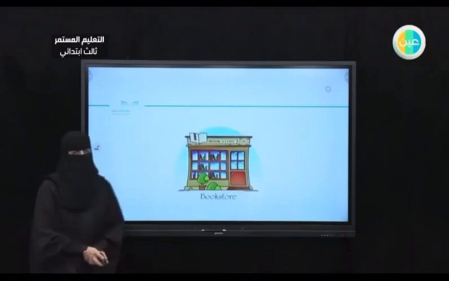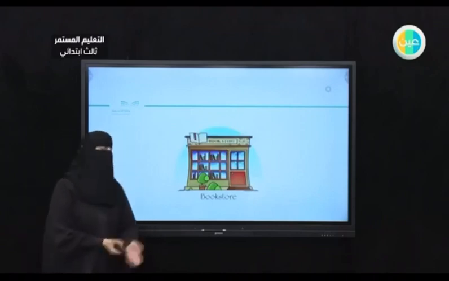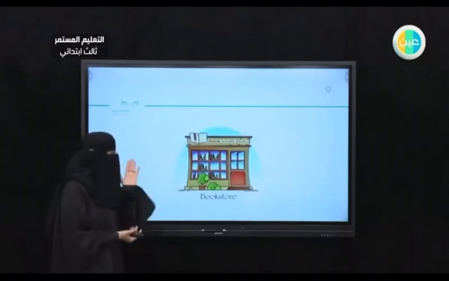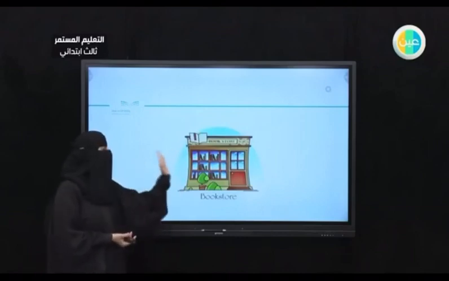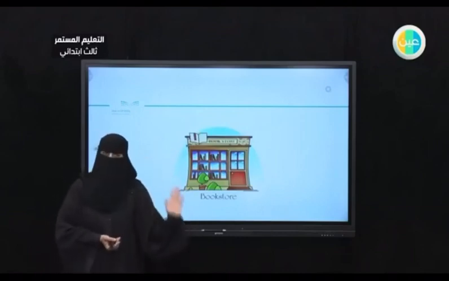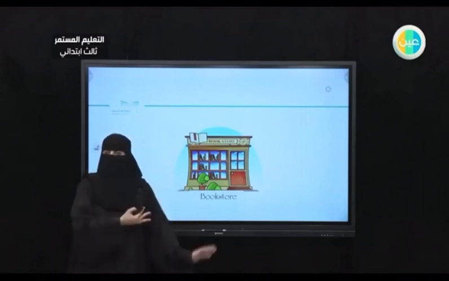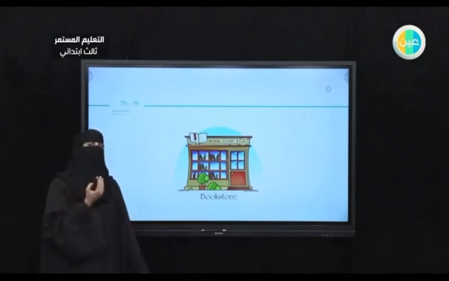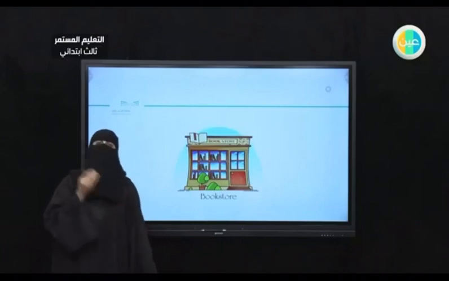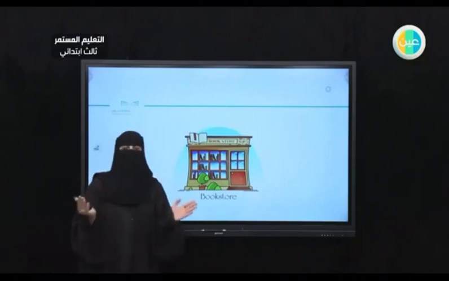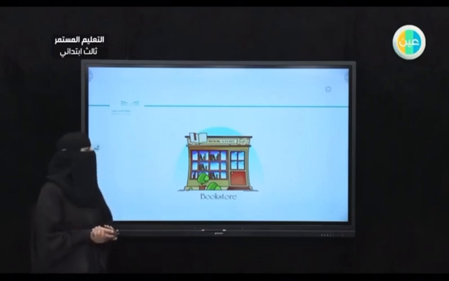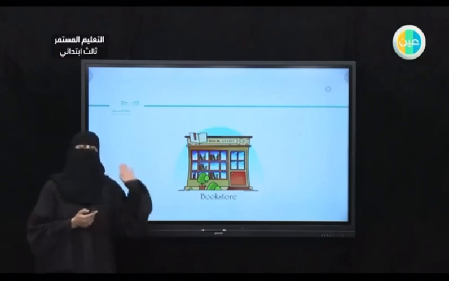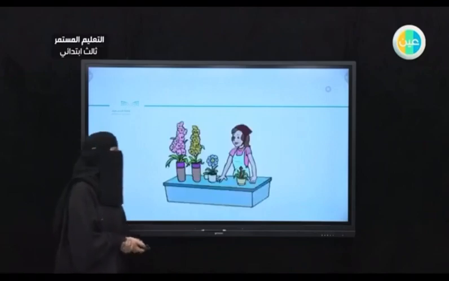How about this place? For me, I can see books, books, only books. So we call it a bookstore, right? What can we get from a bookstore? Can we get some ice creams there? No, we can only get books and magazines, stories for kids, right? Very good. So what is this shop? It is called a bookstore or a bookshop.